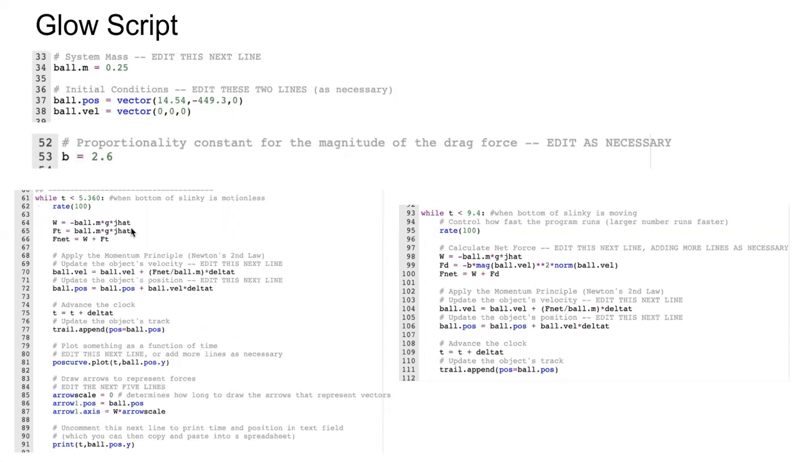Here I calculated the gravitational force and the tension force, and they are equal to each other. Adding them, they will be F net. I also adjusted the velocity and the position update formulas accordingly, as well as having t equals t plus delta t to advance the loop. I did the same thing in the second while loop.